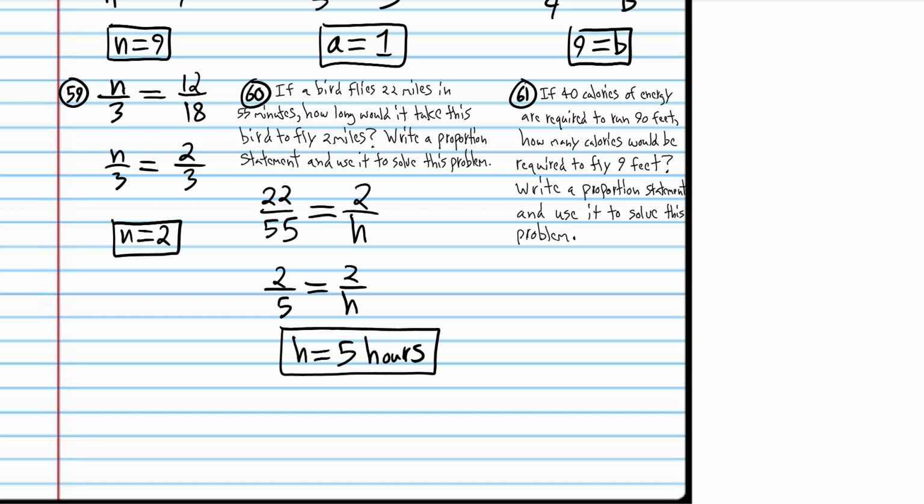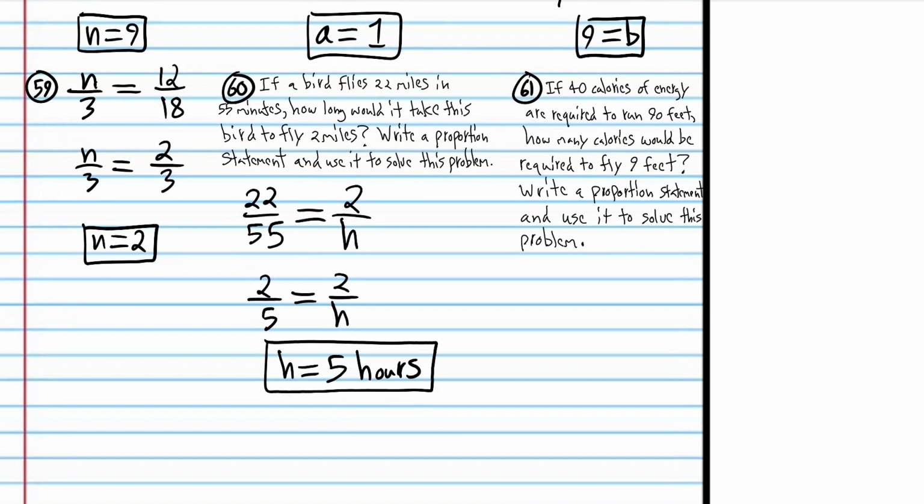All right, we're back. 40 calories are required to run 90 feet. 40 calories in 90 feet. How many calories would be required to fly 9 feet? So 90 is the feet, so we know that 9 has to be in the bottom.